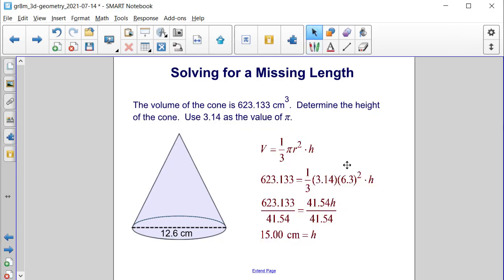And here's the solution to this example problem. And we did get the same value for the height of 15 centimeters.